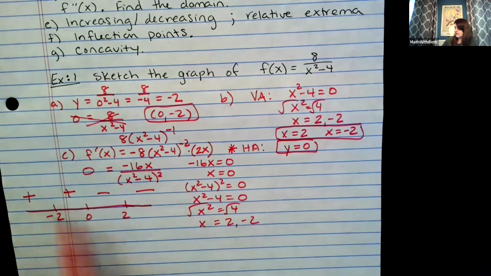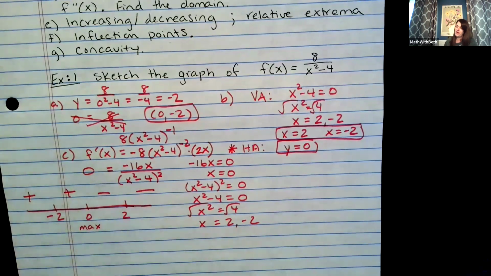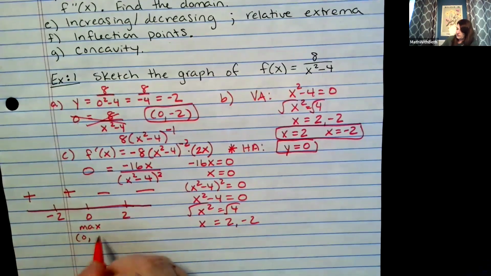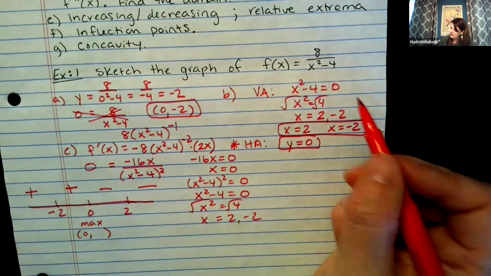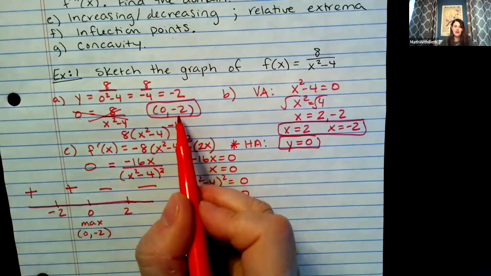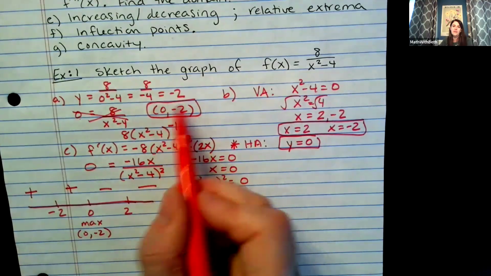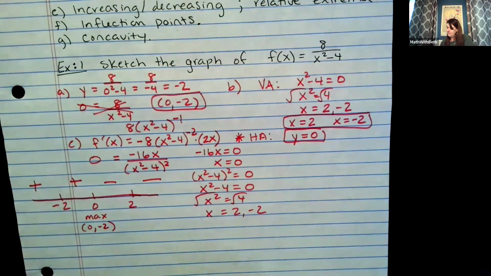So just like we thought, nothing special is happening at -2 or 2, but we do have a relative max at 0. So I'm going to go ahead and plug 0 into the original equation now to find out where that's happening. And it is -2. So that is also something we've already found. So apparently our y-intercept is also a relative max. So that's good to know.